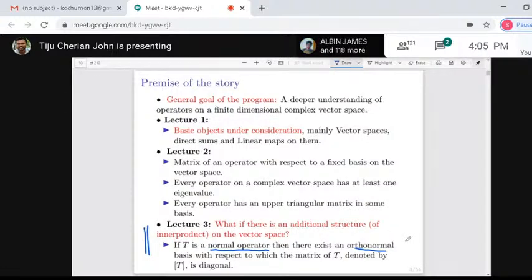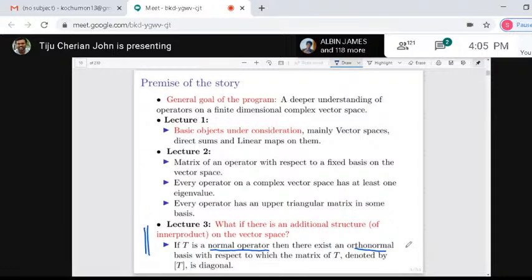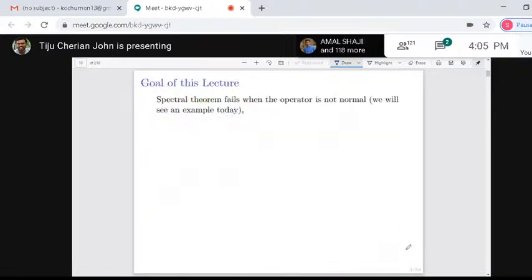So let us come back to this lecture. This is the premise of the story. Now we come back to the goal of this lecture. We have seen, and will see today also, that the spectral theorem holds good. That means the diagonalization theorem in the inner product space, that is the spectral theorem, holds good when an operator is normal. If it is not normal, it does not work.